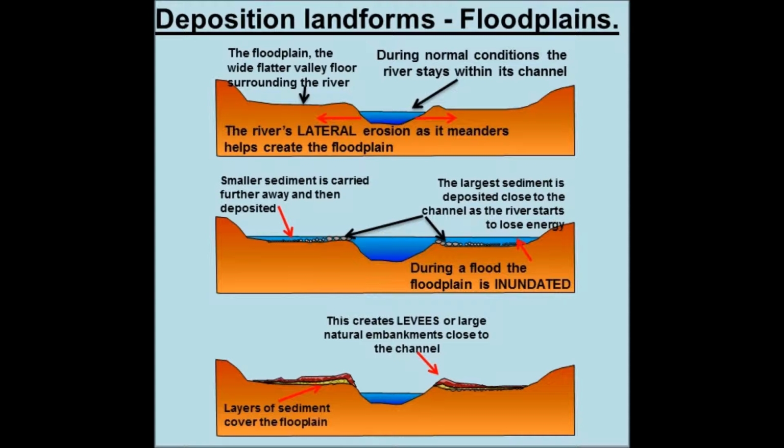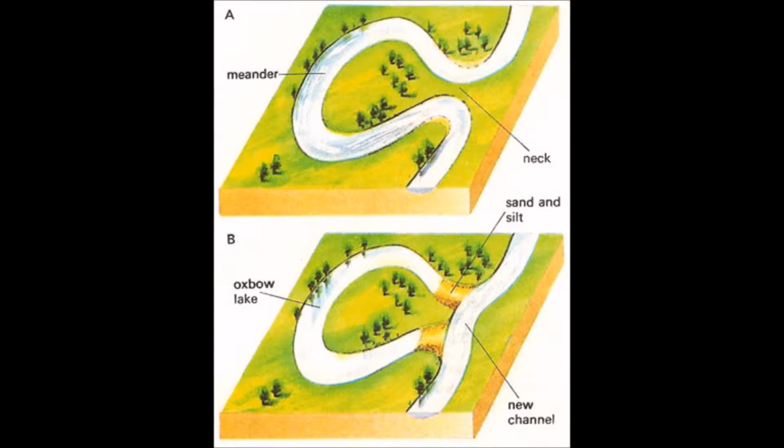Another feature of the lower course are oxbow lakes. Oxbow lakes are formed from a meander. As the sediment is deposited, the meander is cut off from the river to form oxbow lakes. But the lake gradually shrinks. Oxbow lakes also occur in the middle course.